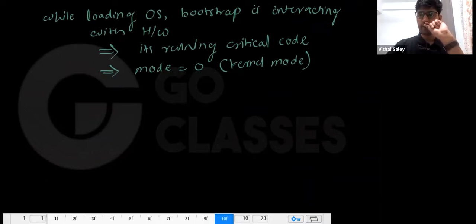Sir, is it fixed? Does it start from the 0th location only? It need not be 0, but it is a fixed location. So the question is whether it is fixed on reset. It need not be the 0th location, but it is a fixed location, something like a constant for that particular system. So bootstrap is actually a low level program.